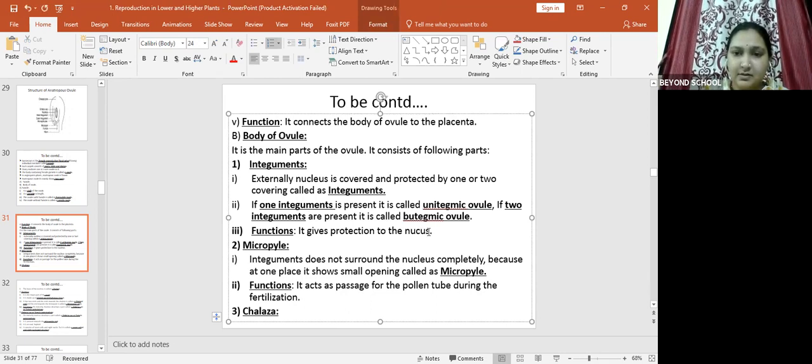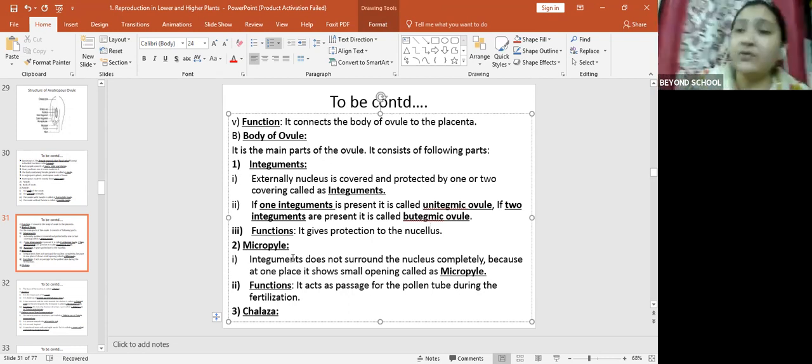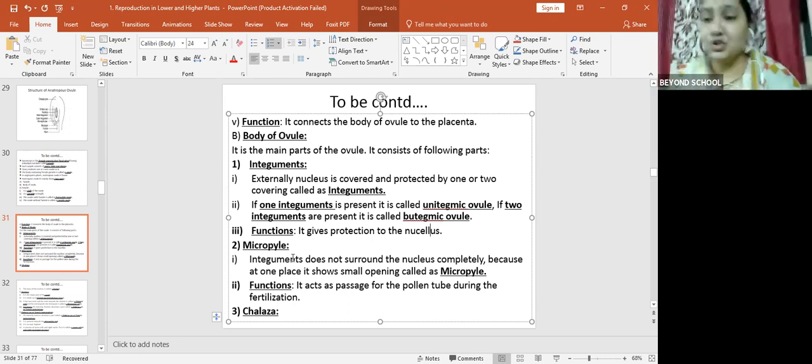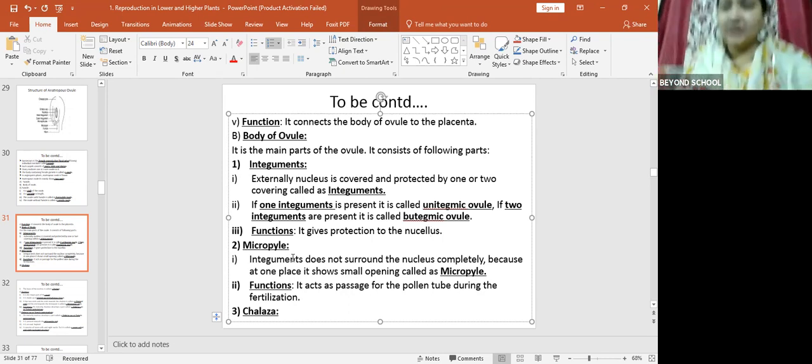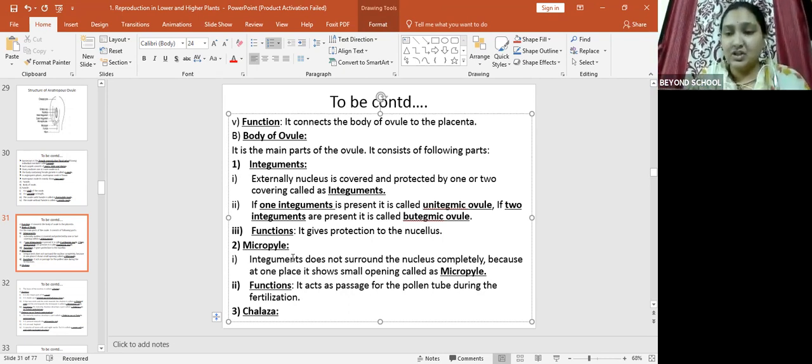Wait a second, okay? Yeah. So this was about the nucellus. All right. Now, if you will see further, that is the micropyle. Into the micropyle, when you will see, what is it? It is one of the openings, a lower opening from where the pollen tube is going to enter, right? And therefore we call it the micropylar region. We also call it the micropyle.